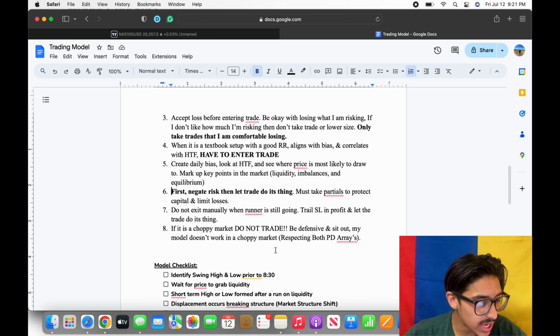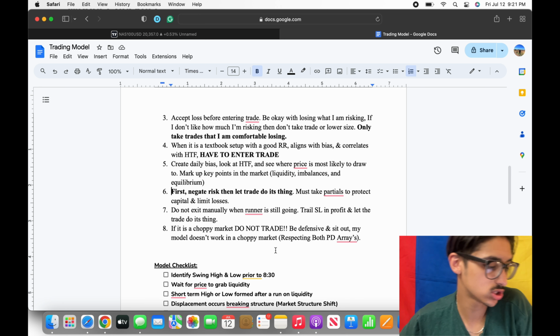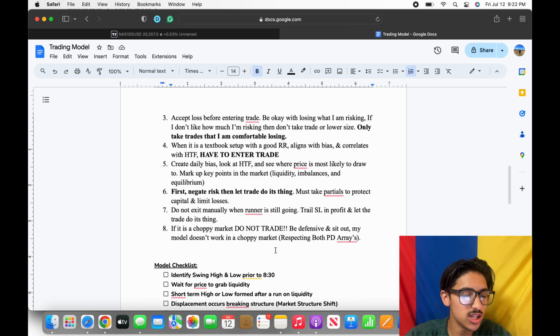Rule number 6, first negate risk, then let trade do its thing. I must take partials to protect capital and limit losses. In trading, you can't be greedy at all, and that's something I've struggled with, and that's something I sometimes still struggle with, is being greedy and knowing when to take partials.